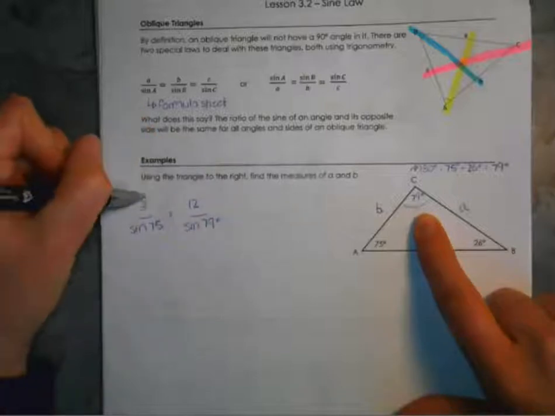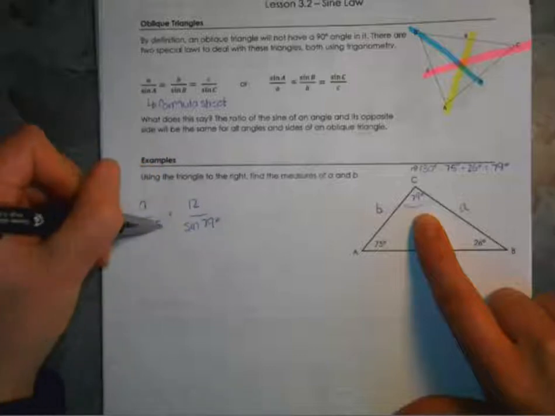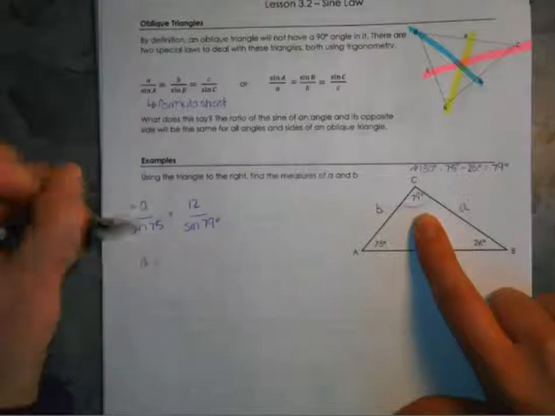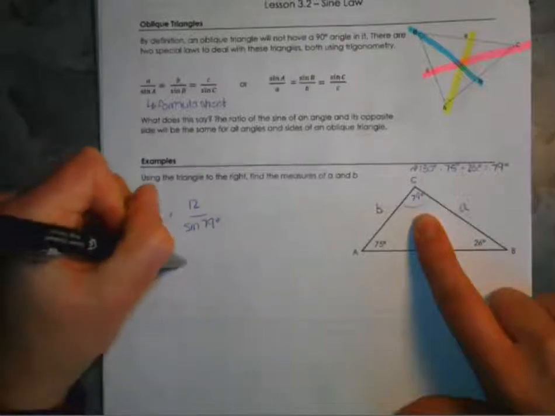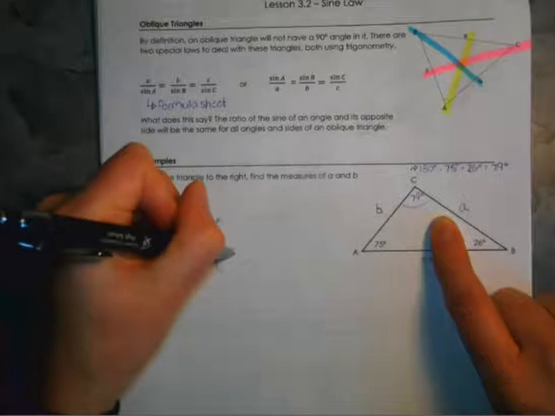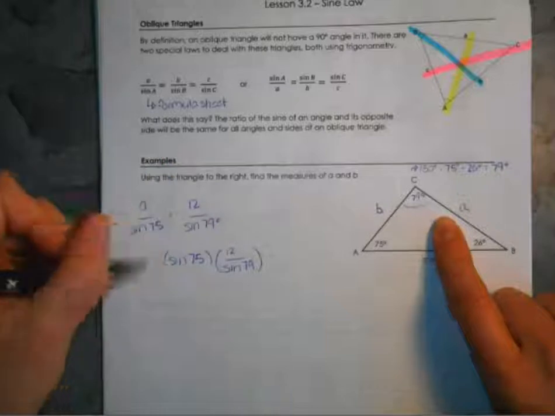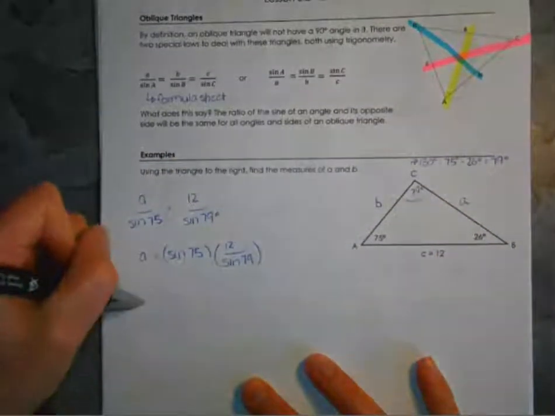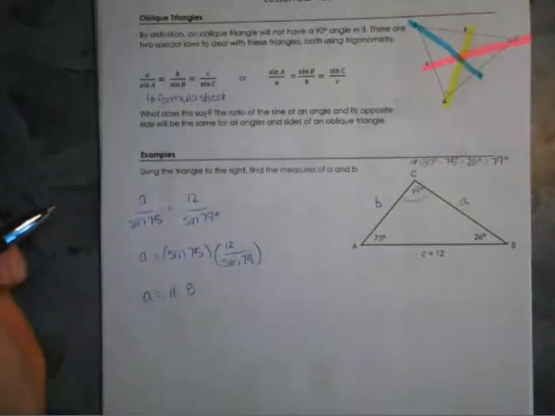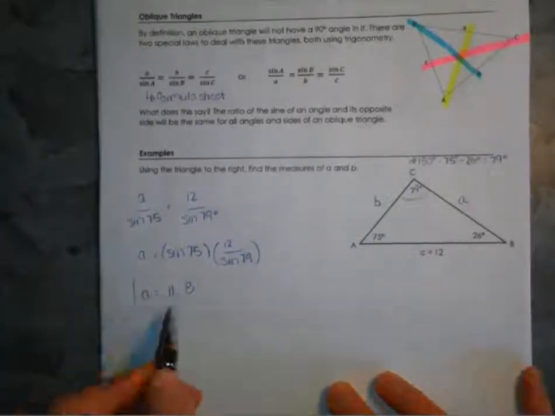Okay, so if I want to solve for this unknown, both of these number values here we can solve for. So all I need to do is multiply this sine 75 away from the A. So I'm going to have A is equal to sine 75, and then I want to multiply it by 12 over sine 79. When I do that, I end up with A is equal to 11.8. And because we don't have any units, we can leave our answer as that.